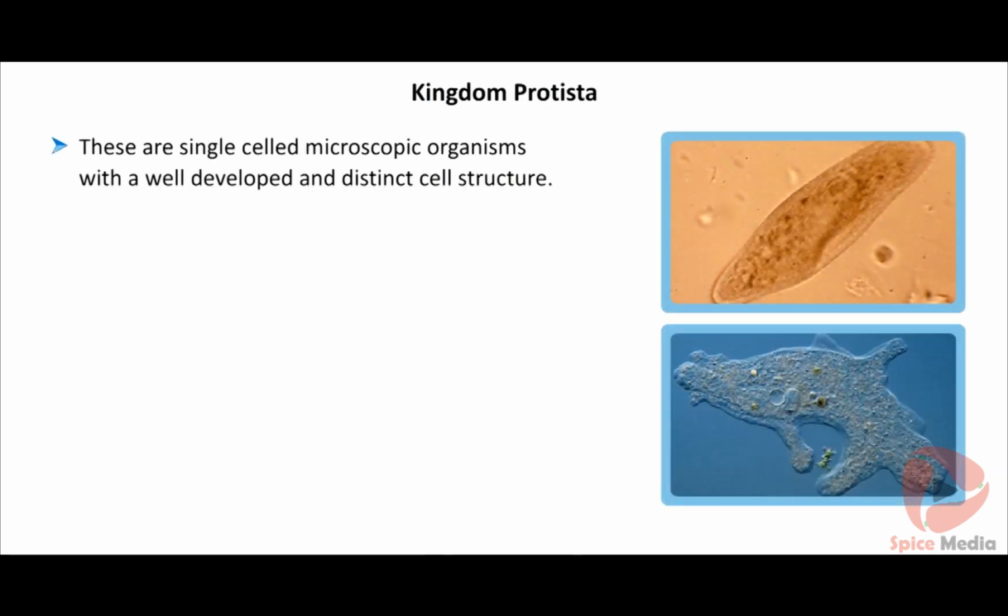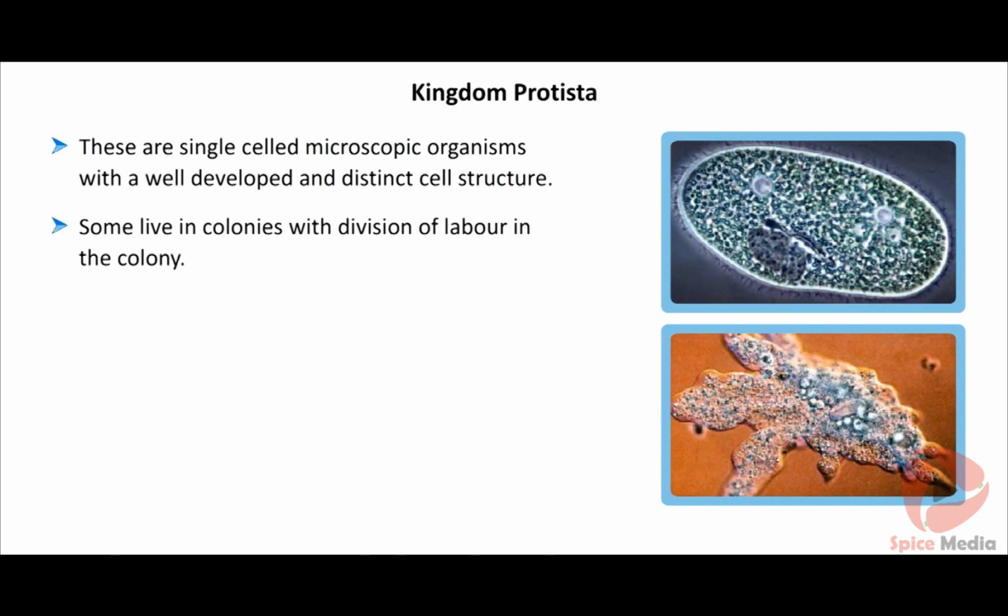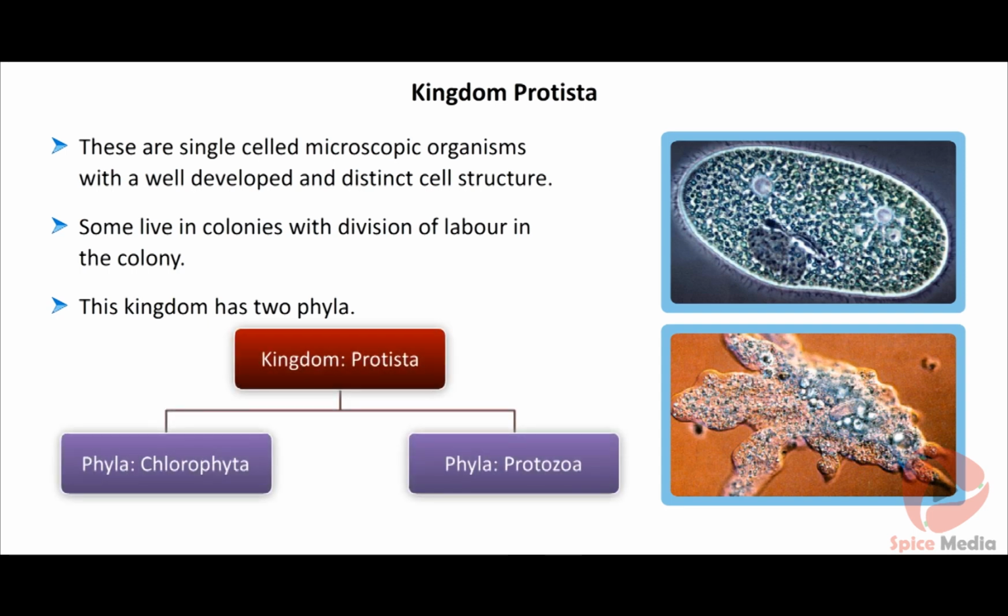Kingdom Protista. These are single-celled microscopic organisms with a well-developed and distinct cell structure. Some live in colonies with division of labor in the colony. This kingdom has 2 phyla, Chlorophyta and Protozoa.